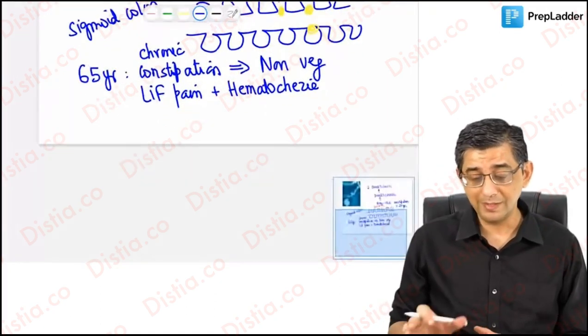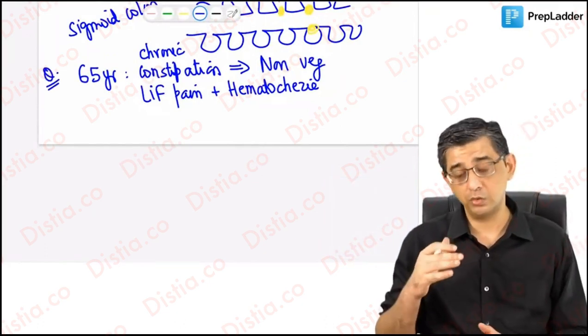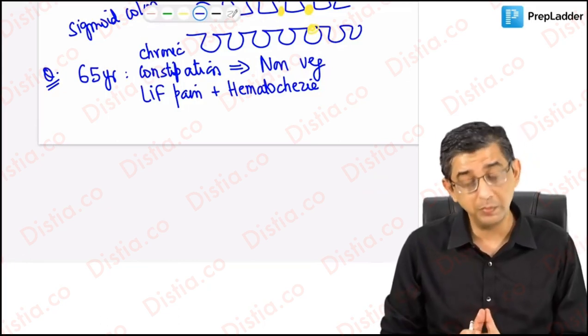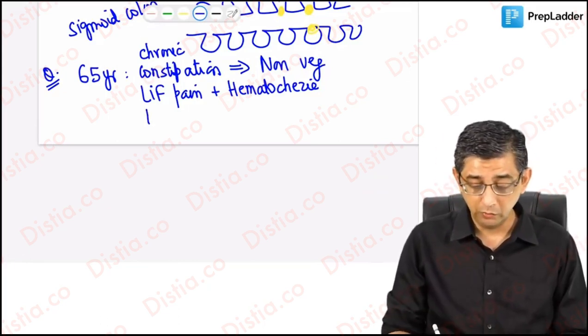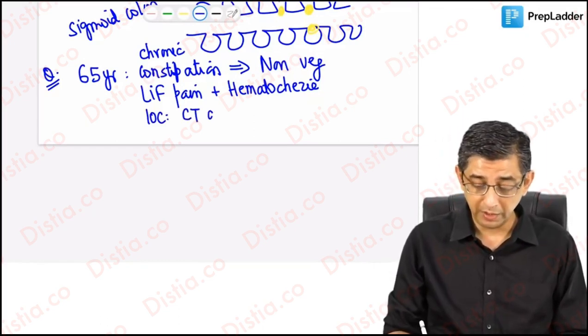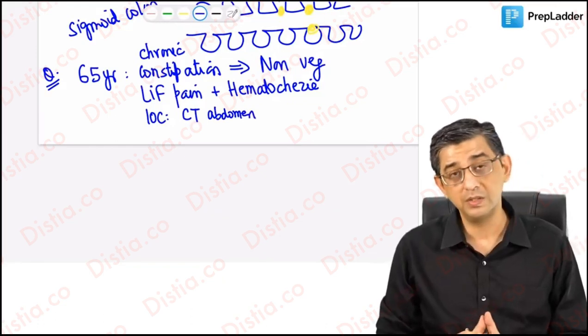So whenever you read this kind of a profile of a geriatric age group patient presenting with excruciating left iliac fossa pain and hematochezia, it is diverticulitis which is to be thought of. He will ask you, what is the next best investigation? For abdominal emergencies like diverticulitis, you can do a CT abdomen and make a diagnosis.